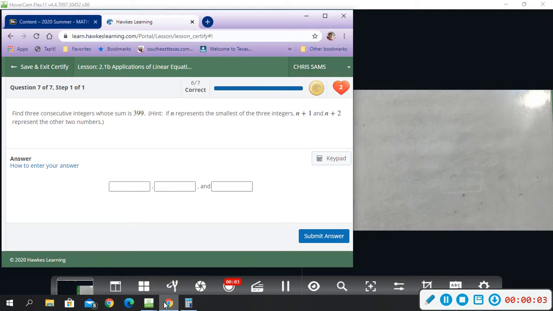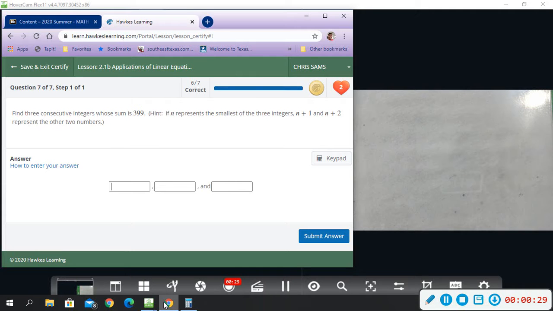Number 7 says find 3 consecutive integers whose sum is 399. Hint: if n represents the smallest of the 3, then n plus 1 and n plus 2 represent the other 2.